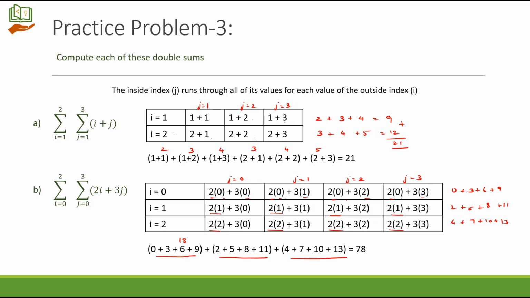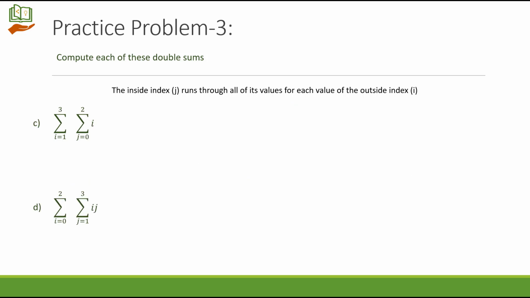9 plus 9 will give you 18. 7, 15, this will be 26. 11, 21, 34. 34 and 26 will give 60. 60 plus 18 will give 78 on the whole. Let's go for two more sums.